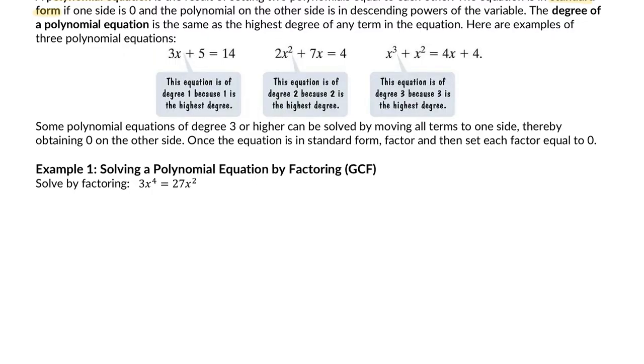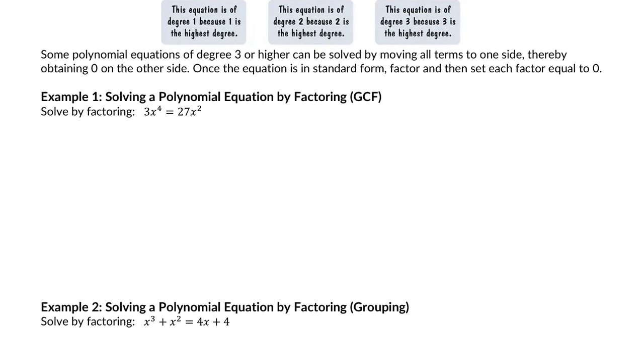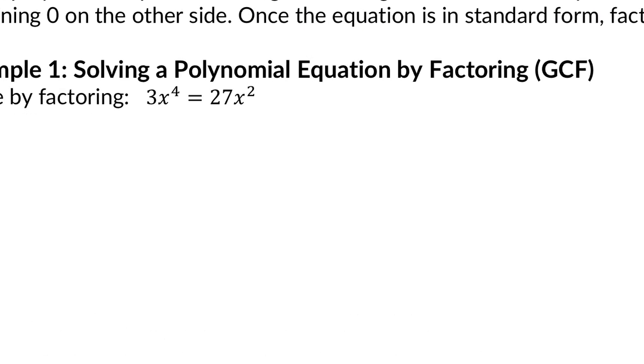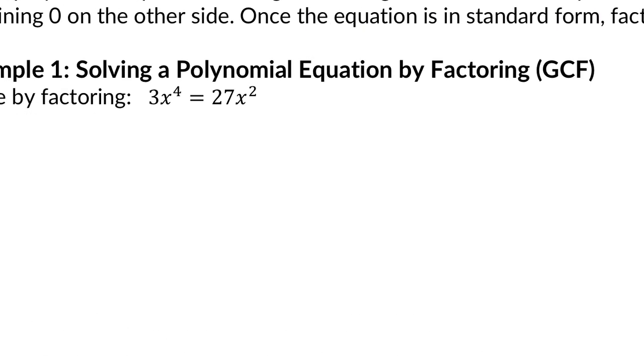Some polynomial equations of degree 3 or higher can be solved by moving all terms to one side, thereby obtaining 0 on the other side. Once an equation is in the standard form, we're going to factor if possible, and then set each factor equal to 0. So if we're looking at this first example here, we're going to first set this equal to 0. So we would take the 3x to the 4th power minus 27x squared, and now it would be equal to 0. And we ask ourselves, what do these terms have in common?